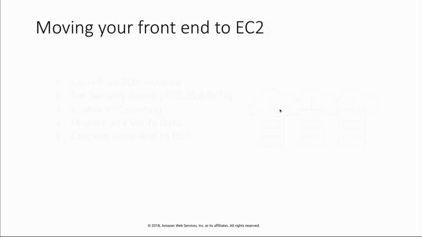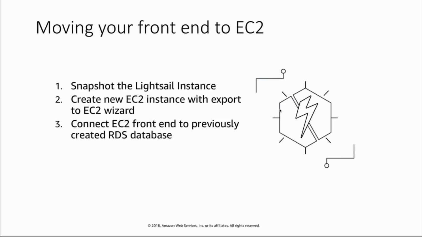So let's go ahead and talk about EC2. With EC2, you snapshot the Lightsail instance, you create an EC2 instance with the export to EC2 wizard, and then you connect the EC2 front end to the previously created RDS database. So let's take a look at how that works.